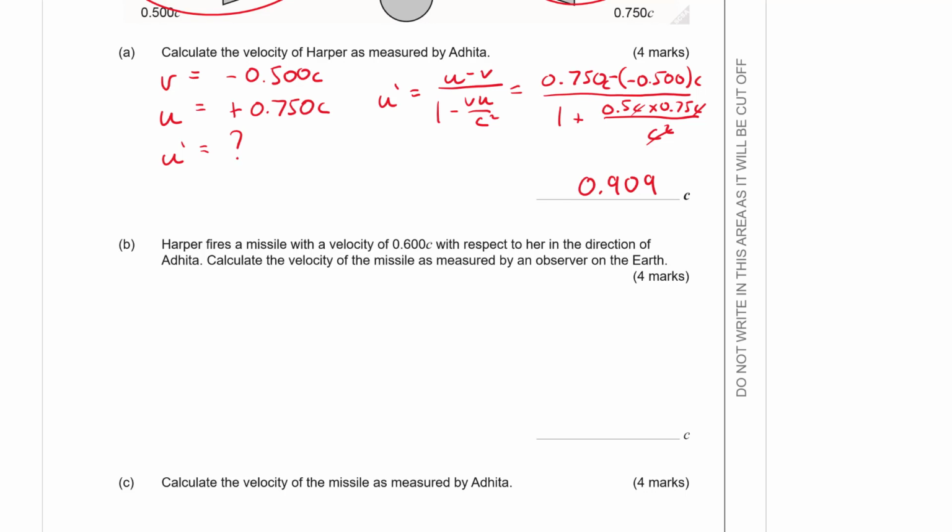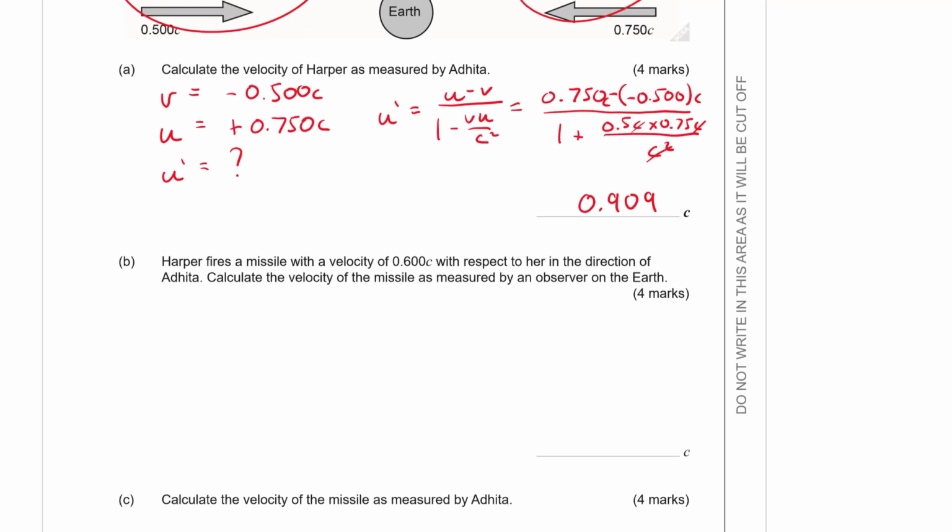So in part B, we have Harper firing a missile with a velocity of 0.6 c with respect to her in the direction of ATAR. That would mean that we are now being given u dash, because we're being given the velocity of an object according to something that is moving.